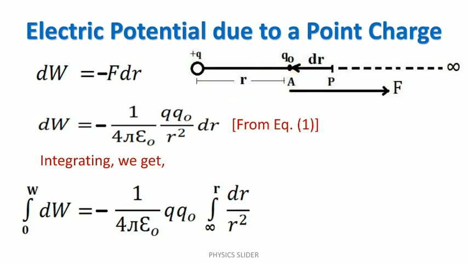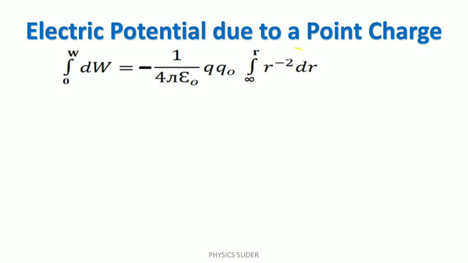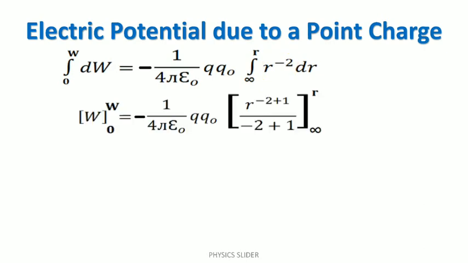Okay, now watch here. That R square in the denominator, when it comes to the numerator, becomes R raised to the power minus 2. Now we can integrate this. What will be the integration? This R raised to the power minus 2, adding 1 in power, dividing by new power. So let's see in the next term. Watch here. The integration of dW becomes W, and the limits, lower limit 0 and upper limit W, is equal to minus 1 upon 4 pi epsilon naught as it is, Q Q naught as it is, and this R raised to the power minus 2, adding 1 in power, dividing by new power.